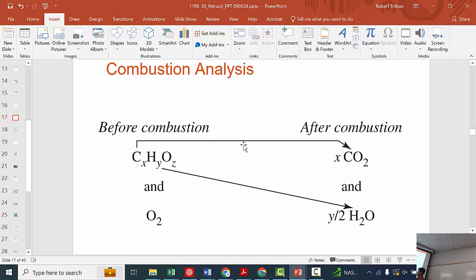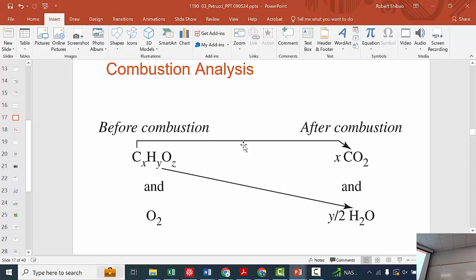Atoms are neither created nor destroyed. And so all the carbon that ends up in CO2 came from my original compound. So we can figure out how many moles of carbon I had in there. X would be the moles of carbon that I need in the simplest ratio here, by going from grams of CO2 to moles of CO2, moles of CO2 to moles of carbon, and stopping there. That gives me my X.